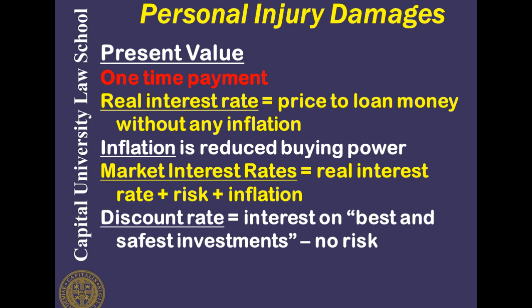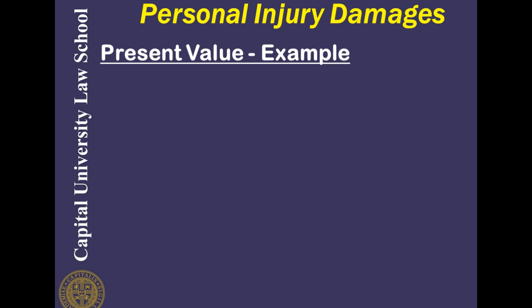And this is the rate that future amounts of money would be discounted or reduced to present value based on this discount rate. Let's see how it works in practice. So let's assume that the plaintiff should be awarded for their injuries $50,000 a year for 10 years. This could be lost wages, lost earning capacity, a number of things.